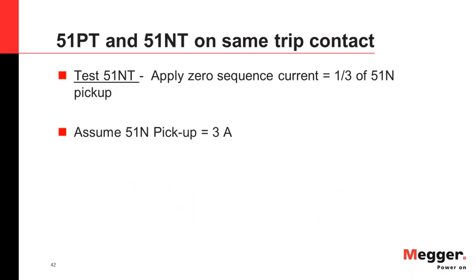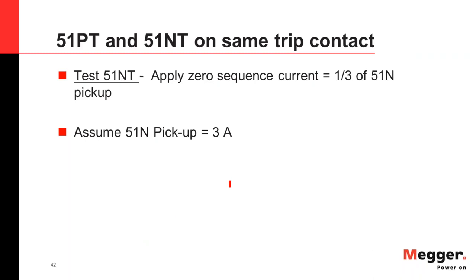Now he wants to test the 51NT element. In that case, let's do one thing: let's apply just the zero sequence current. As I clearly explained before, the 51NT element is basically measuring the neutral current, and zero sequence current is the one that flows through the neutral in case of neutral faults or ground faults. So if you apply zero sequence current, you can test the 51NT element.